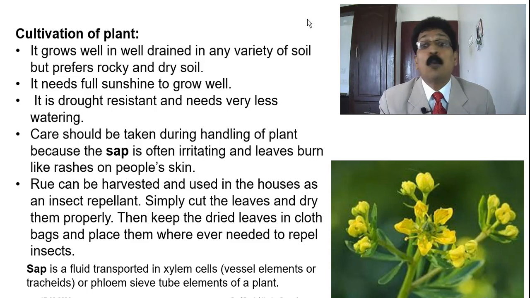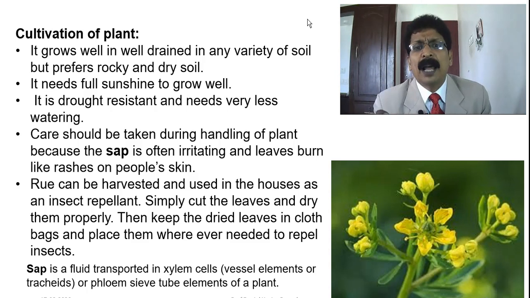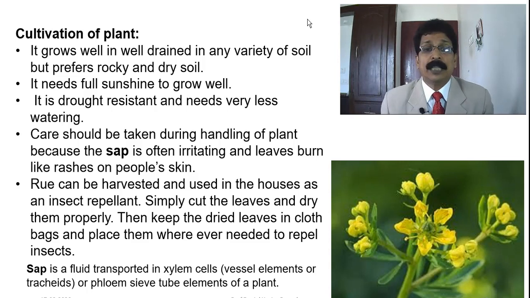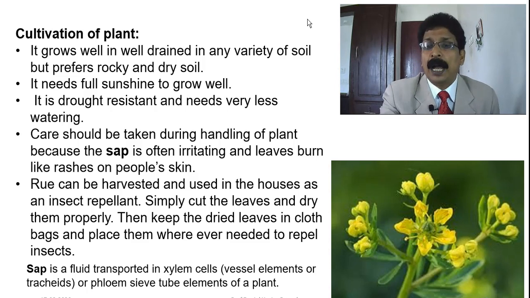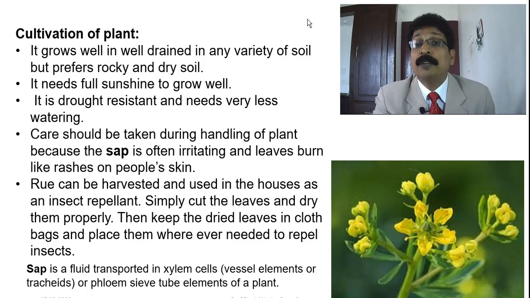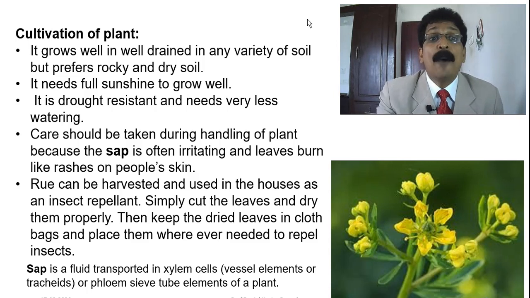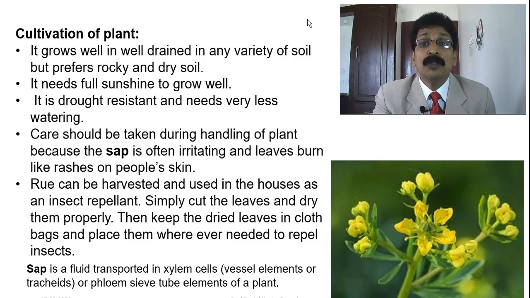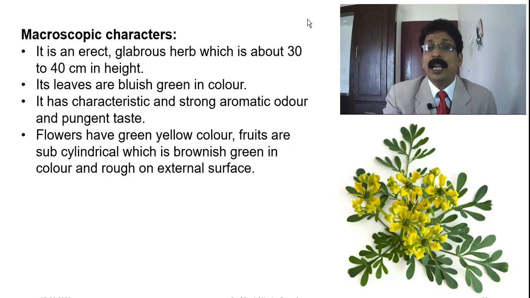Sometimes we don't know what sap means. Sap is a fluid transported in the xylem of any plant, in the vessel elements or tracheids, or in the cells near the xylem, or the phloem sieve tube elements of the plants. But the sap of this plant causes irritation to humans. So you have to find out this plant. It's easy. I have given the flowering tops to identify this plant.